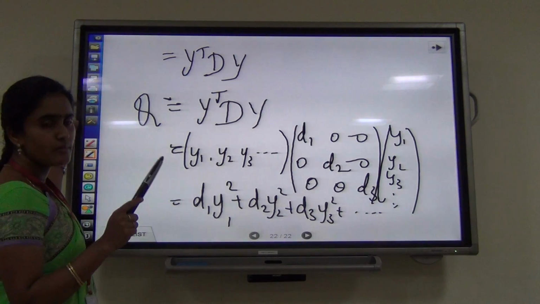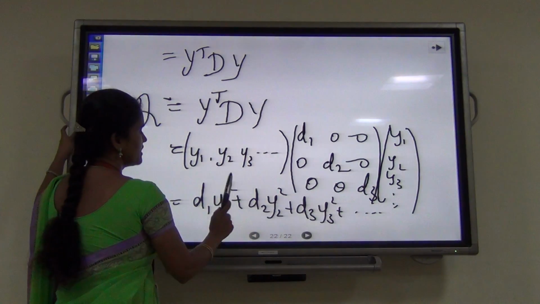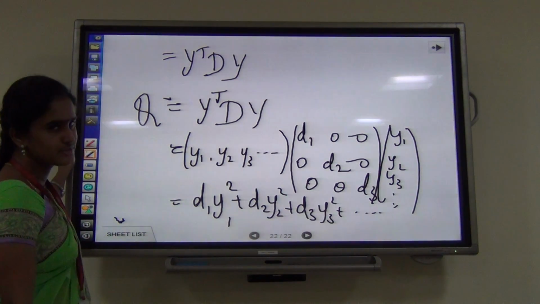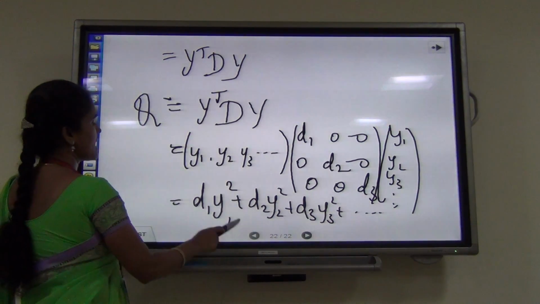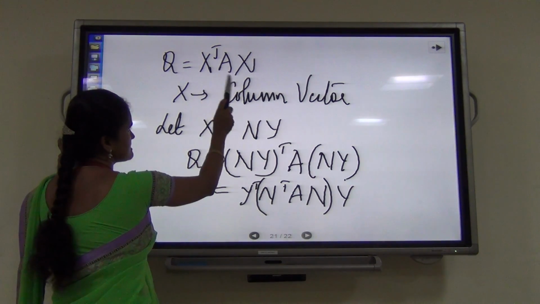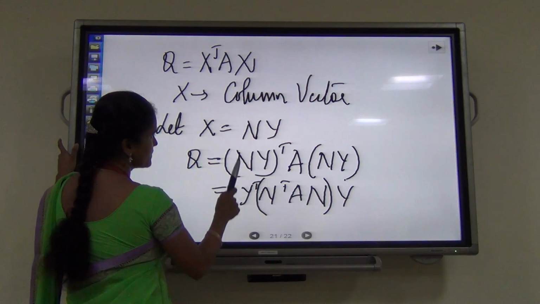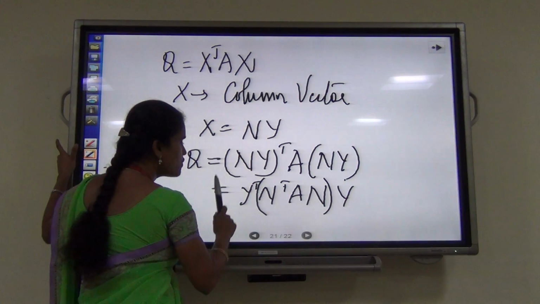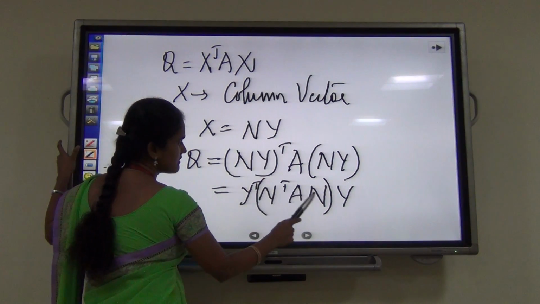So it is a linear combination where you will have only the square terms: y1 square, y2 square, y3 square, and it will be of degree 2. So this form is called canonical form. In between, Q is given as x transpose Ax. We are taking a transformation x = Ny, out of which we get N transpose AN. So how this Q could be converted to canonical form is by N transpose AN.